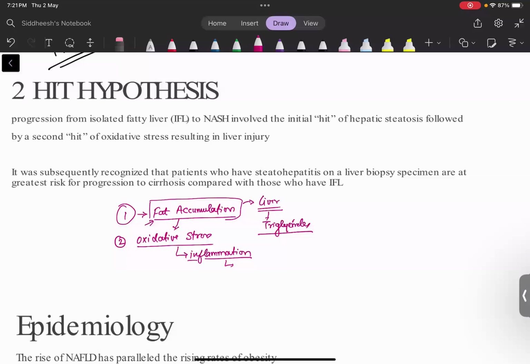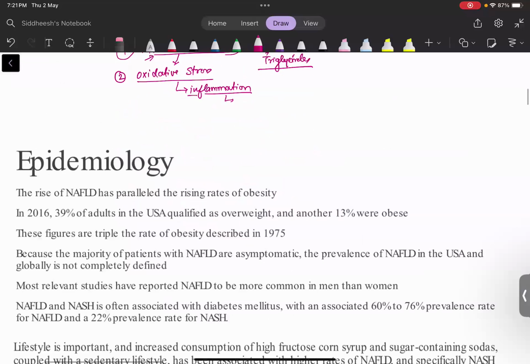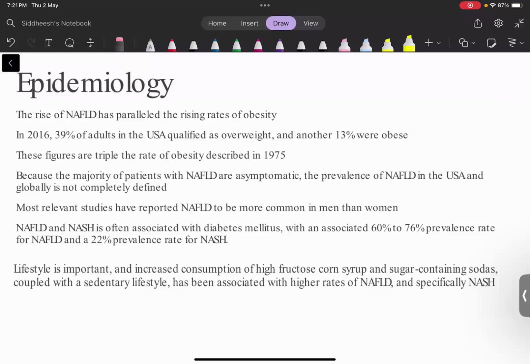Fine. The next thing we are having is the epidemiology part. This is all numerical, all simple things. Now, the rise of NAFLD has paralleled the rising rate of obesity. That means obesity is proportional to NAFLD occurrence or prevalence. In 2016, 39% of adults in the USA qualified as overweight and another 13% were obese. These figures are triple the rate of obesity described in 1975. Too many obese people nowadays.